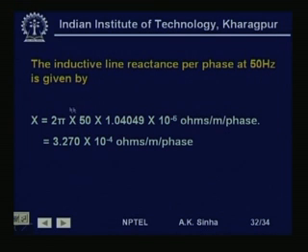The inductive line reactance per phase at 50 hertz is given by X equal to 2 pi f into the inductance. So, this is 2 pi into 50 into 1.04049 into 10 to the power minus 6 ohms per meter per phase. This comes out to be 3.270 into 10 to the power minus 4 ohms per meter per phase. So, this is how we can calculate the inductance and the inductive reactance for any given 3 phase transmission system.